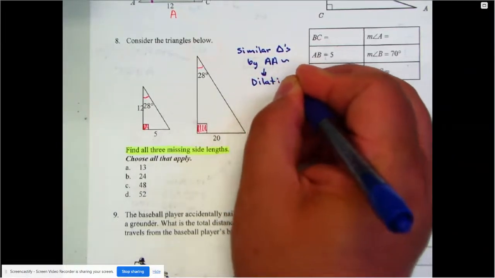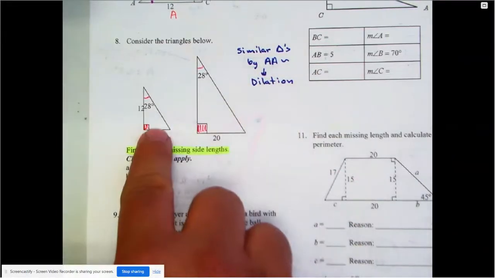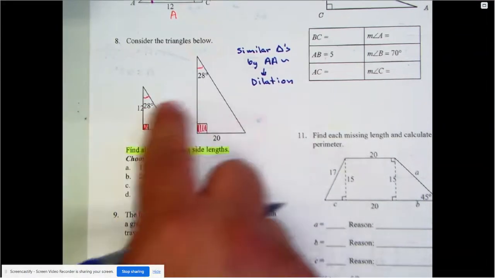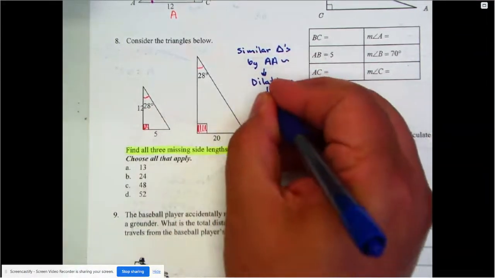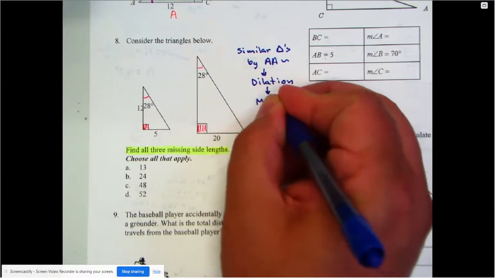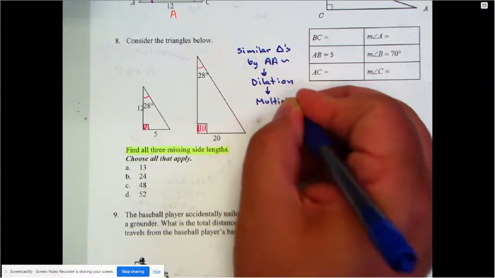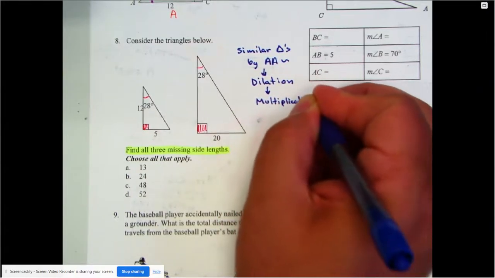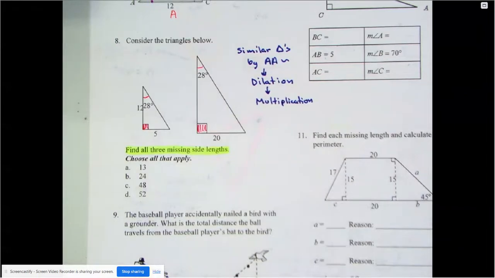Again, this is a throwback. Dilation means one triangle is bigger than the other. Well, the only way that happens is through multiplication. So that's our goal. If I want to find the missing sides, I'm going to need a little multiplication to get me there.